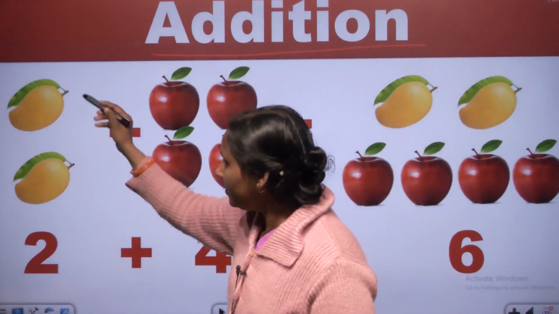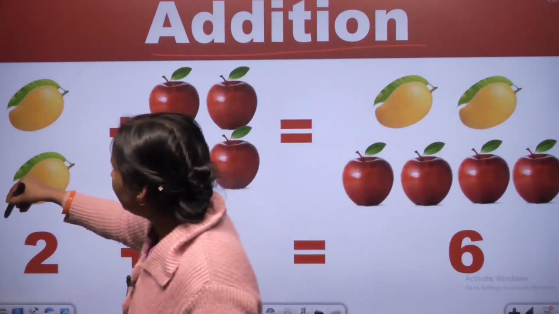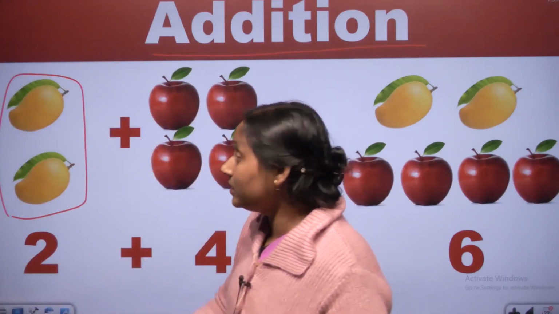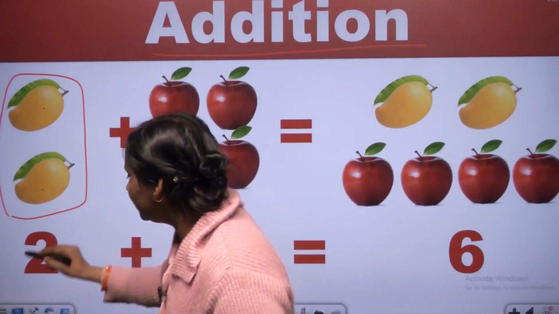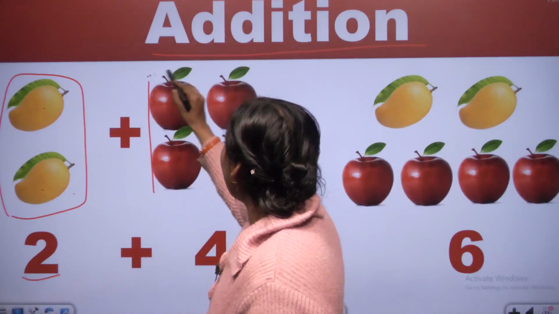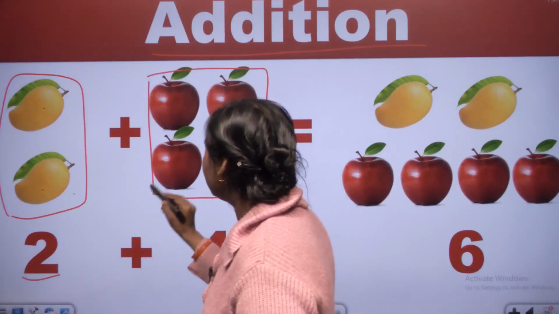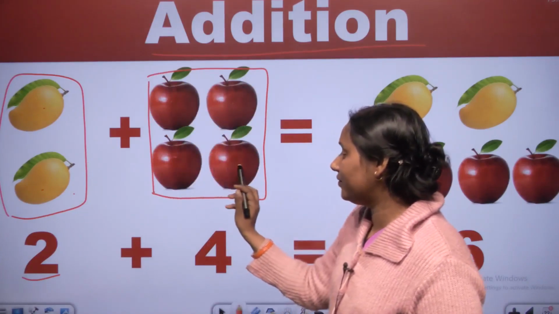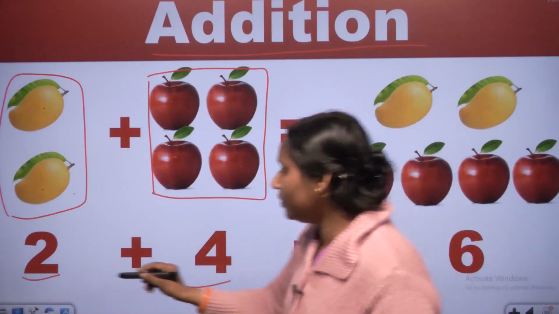Okay, how many mangoes? First we keep in the box. Inko box bana ke hum rakhenge. How many mangoes? 1, 2. Yes, 2 mangoes in the box. And how many apples in another box? Start counting. 1, 2, 3, 4. Yes, 4.